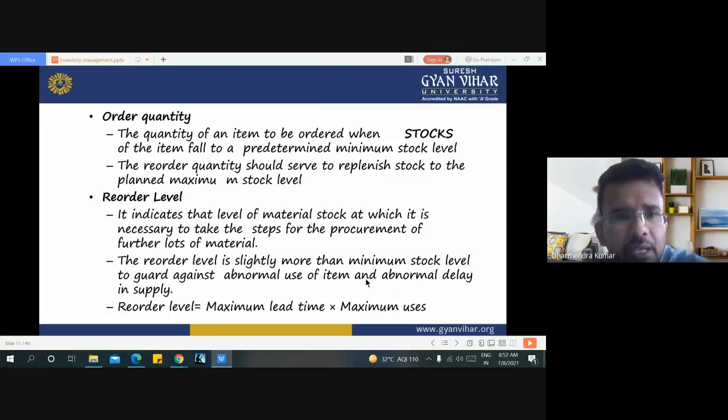Reorder level. It indicates the level of material stock at which it is necessary to take steps for the procurement of further lots of material. The reorder level is slightly more than the minimum stock level to guard against abnormal use of the item and abnormal delay in supply. Reorder level we can calculate as minimum lead time times the maximum usage.